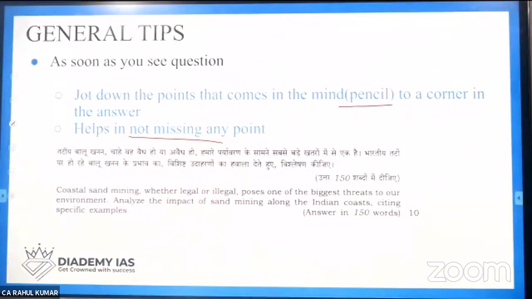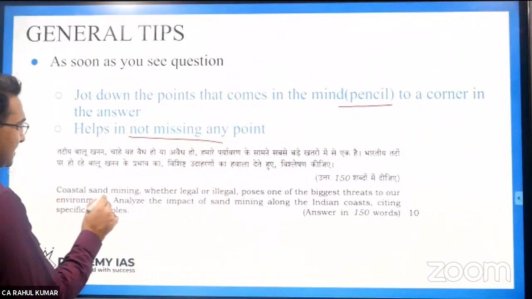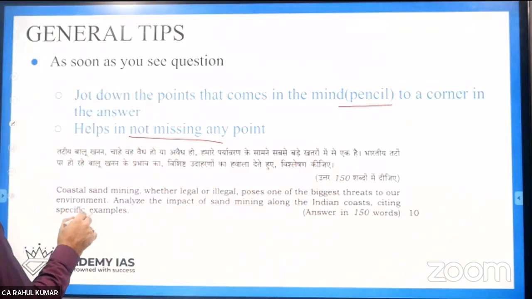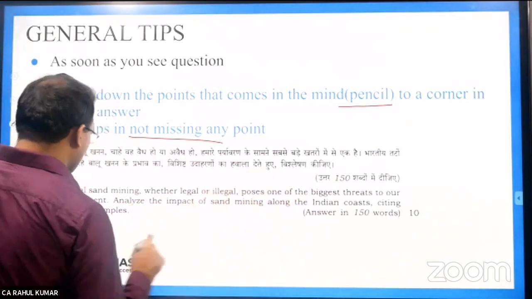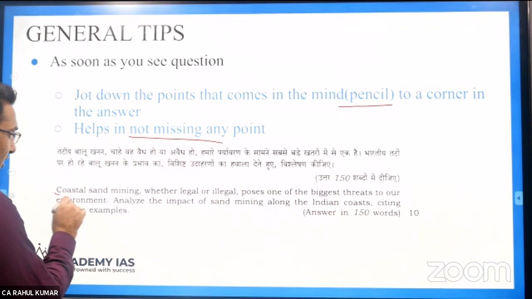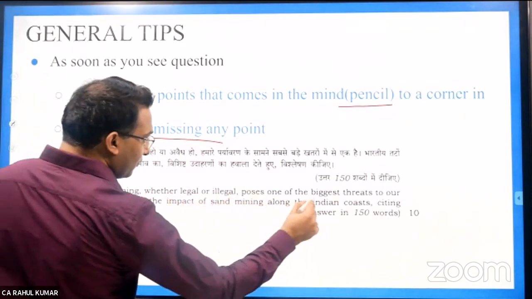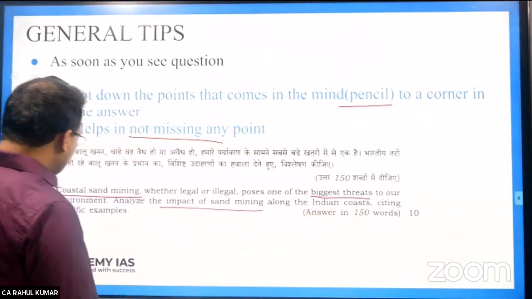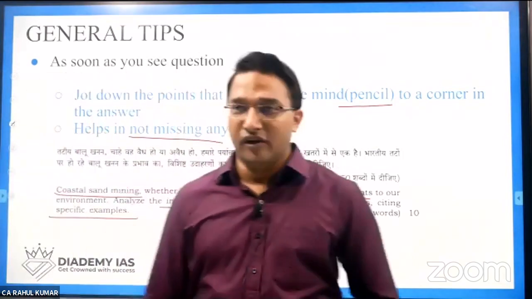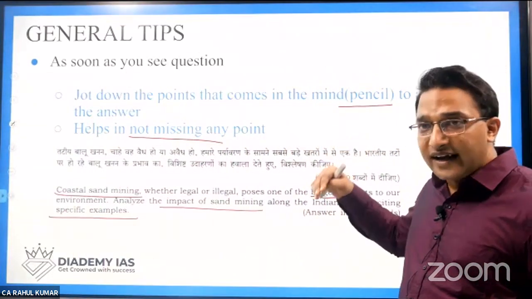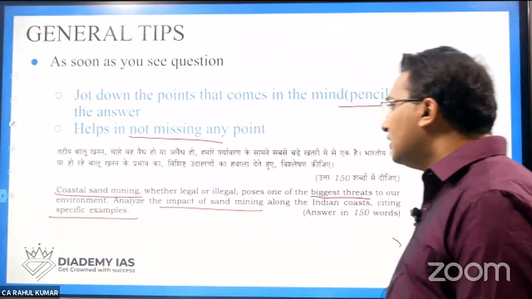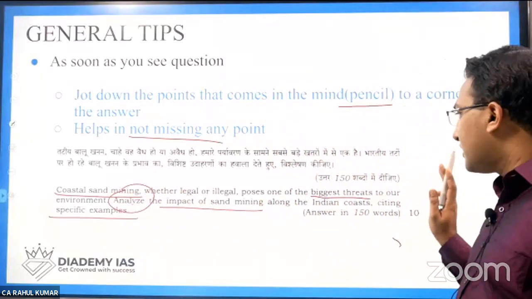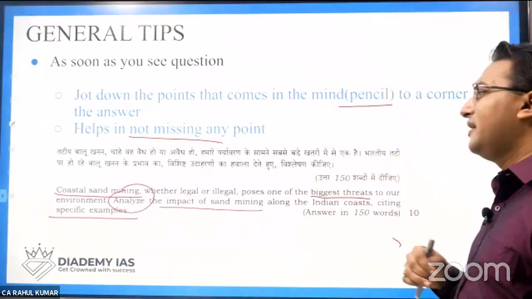For example, this is a UPSC question: coastal sand mining, whether legal or illegal, poses one of the biggest threats to our environment. Analyze the impact of sand mining along the Indian coast, citing specific examples. So what are the keywords? Coastal sand mining, biggest threat to our environment, analyze the impact of sand mining along the Indian coasts, citing specific examples. When reading the question, read it 3 times and underline the keywords again and again. So the question is about analyzing the impact of sand mining and giving examples. This is the major question, right?